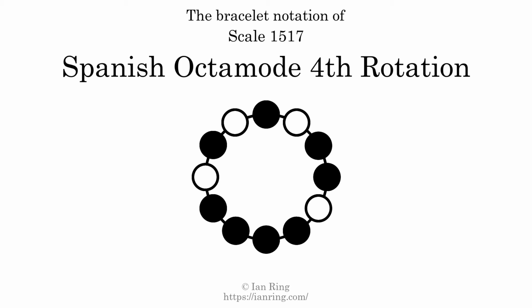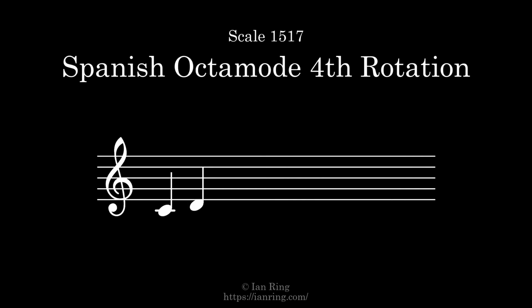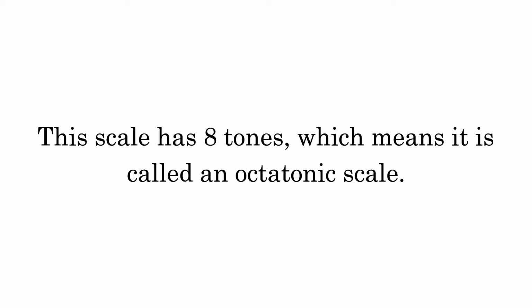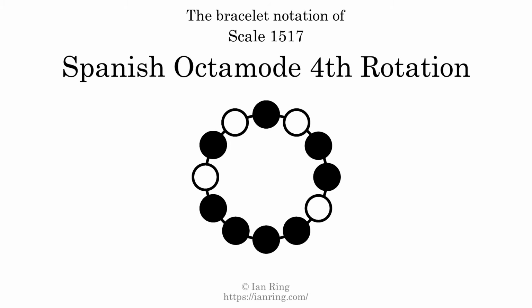1517, Spanish Octamode 4th rotation, which sounds like this. This scale has 8 tones, which means it is called an octatonic scale. This is a bracelet notation diagram of scale 1517. The shaded circles represent tones that appear in the scale, and they are read clockwise, starting at the top.